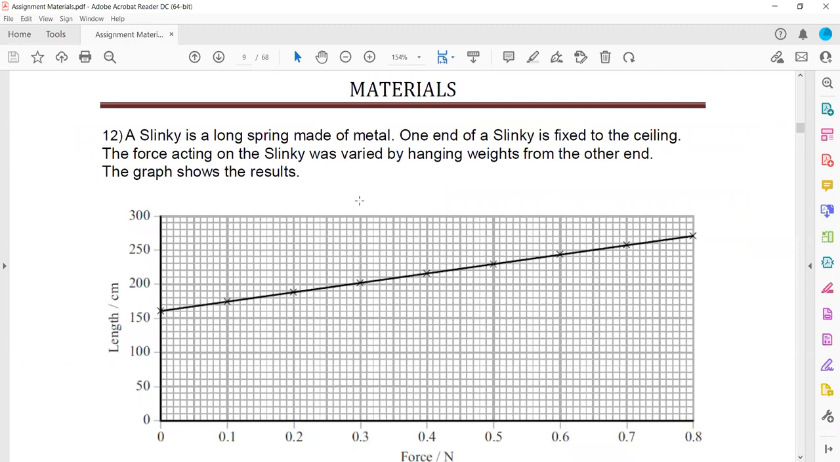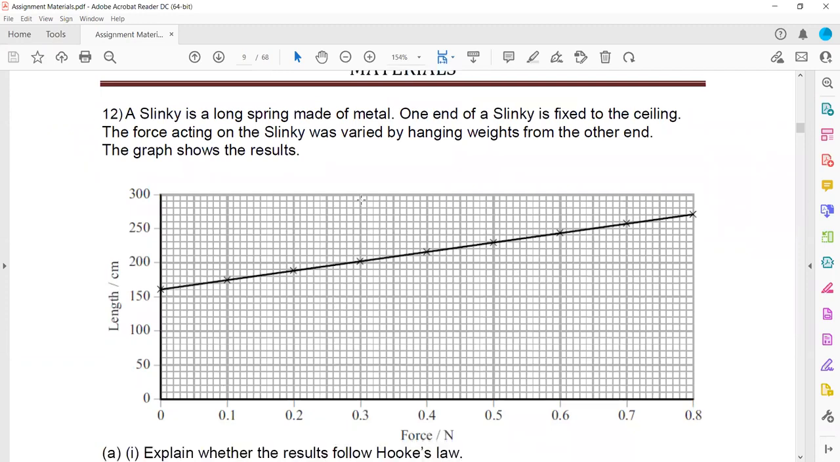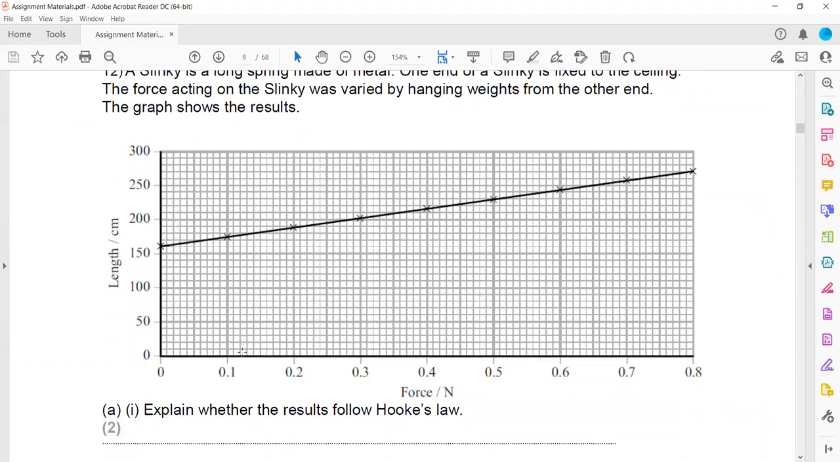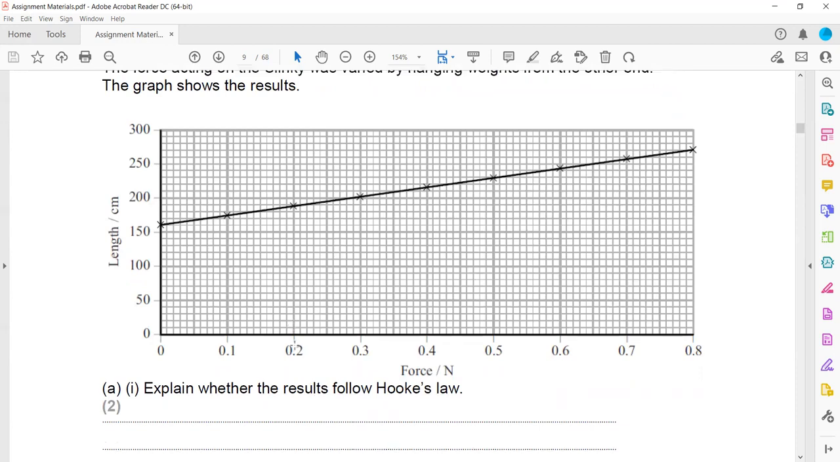In question 12, a slinky is a long spring made of metal. One end of the slinky is fixed to a ceiling, the roof. The force acting on the slinky was varied by hanging a weight from the other end. The graph shows the result. Explain whether the results follow Hooke's law.